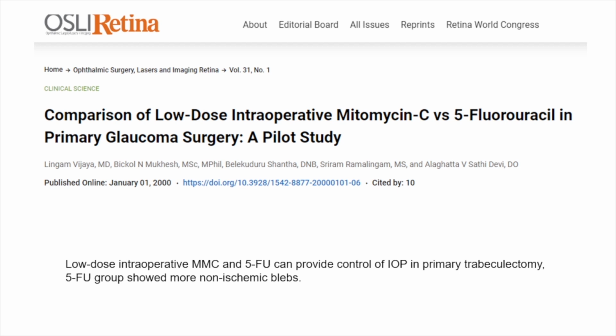This particular study was in patients who required bilateral surgery. In one eye MMC was used and in the other eye 5-FU was used, so you could have a direct comparison. We have only 6 months follow-up in these patients. The IOP control was similar between the two groups, but MMC had more diffuse and avascular blebs.